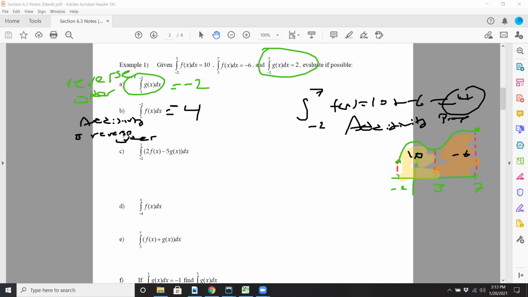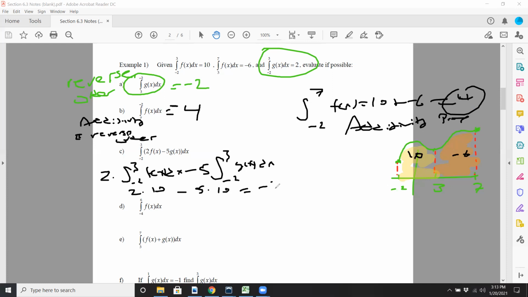Here, we have f of x, we have these constant multiples, so you can break it up like this. 2 integral -2, 3 f of x dx minus 5 integral -2, 3 g of x dx. And we know the integral from -2 to 3 is 10, so you're doing 2 times 10 minus 5 times 10. You get -30.